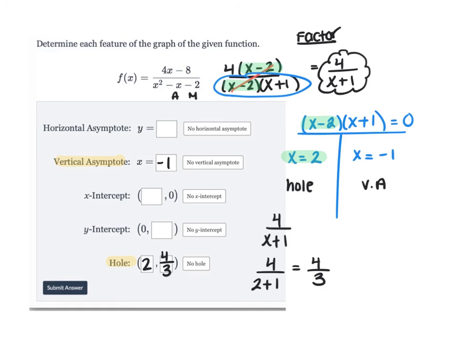Now you cannot plug the hole into your original function, because if you do, say I put 2 in here, 2 minus 2 gives you 0, and it's undefined. So the idea here is that we have to factor and cancel. The value that canceled is my hole. The stuff that's left over in the denominator is my vertical asymptote. Okay?